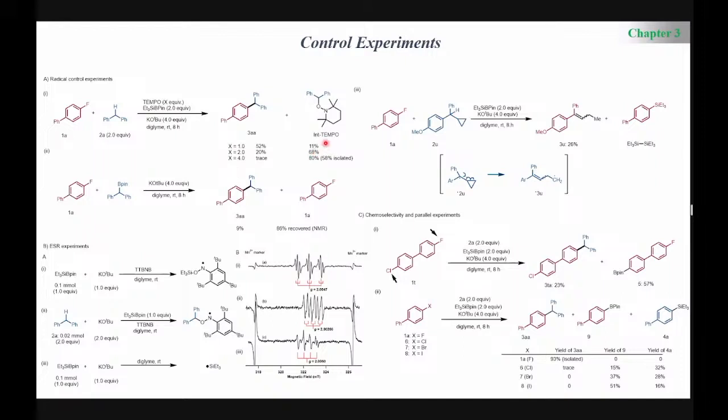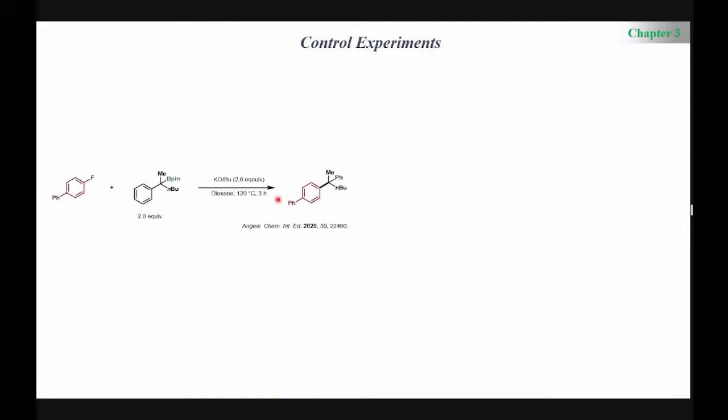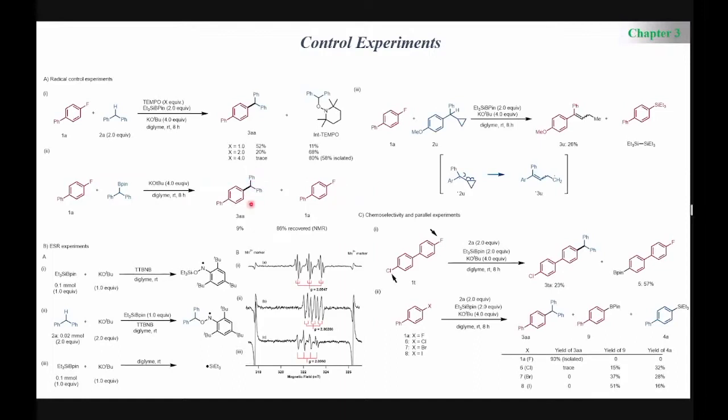And considering that the cross-coupling of aryl fluorides with this tertiary benzylic organoboronate with potassium tert-butoxide at a high reaction temperature of 120 degrees via an SNAr process was reported before, and to eliminate this possibility, we therefore attempted the reaction of aryl fluoride with this borylated compound at room temperature. And we only got 9% of desired product, leaving most of the starting materials. This result indicated that this SNAr process will not be involved.